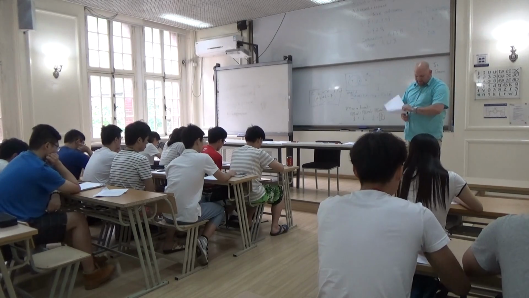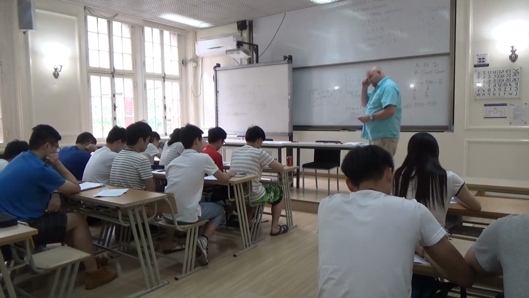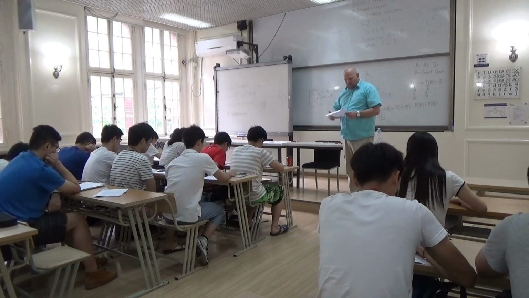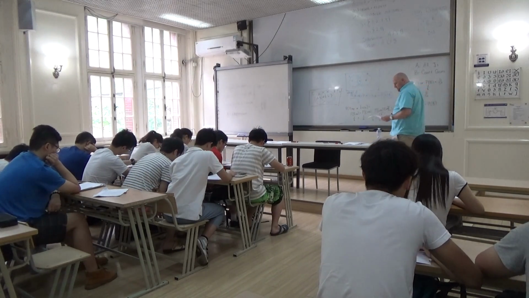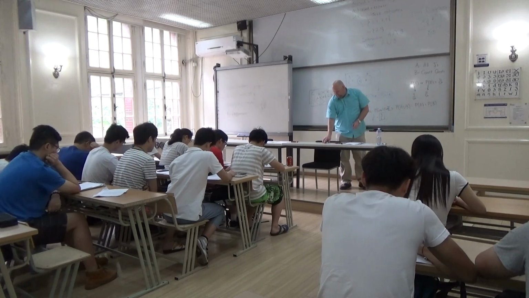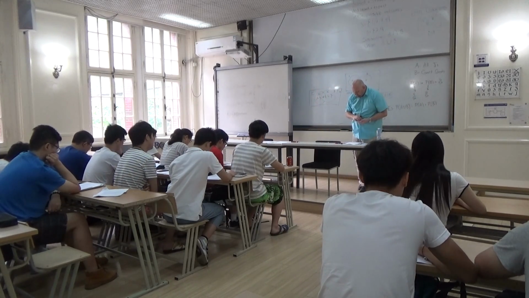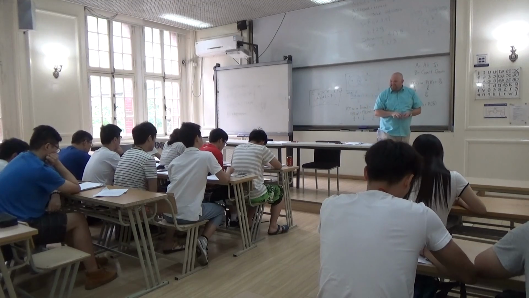And finally, let's look at question number 6. One card is drawn from a pack of cards. Okay, so we have a pack of cards here. What's the probability it's a diamond?